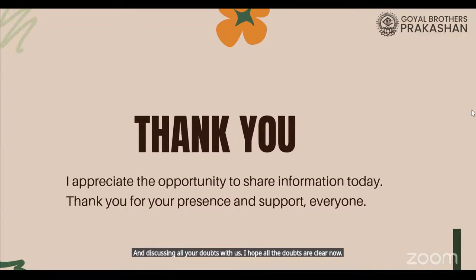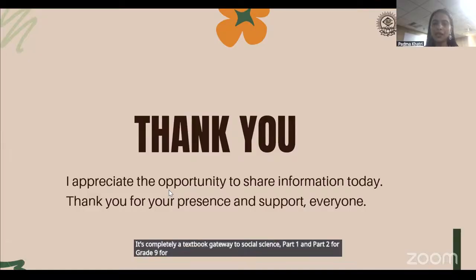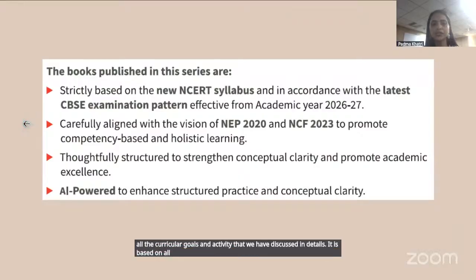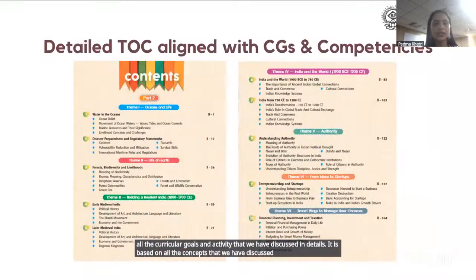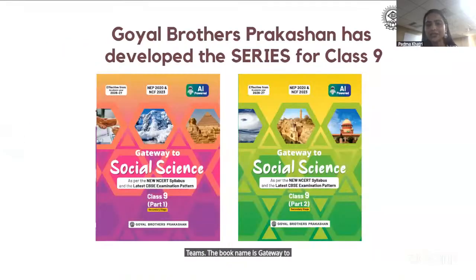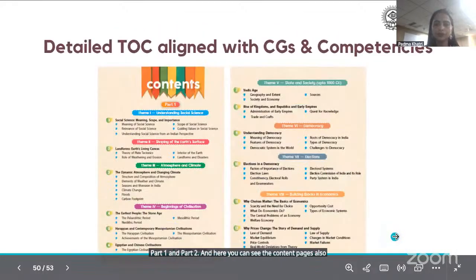It is completely a textbook, Gateway to Social Science, Part 1 and Part 2 for grade 9 for this upcoming academic session 26-27. It is completely based on all the curricular goals and activities that we have discussed in detail. It is based on all the concepts that we have discussed under these themes. The book name is Gateway to Social Science, Part 1 and Part 2. And here you can see the content pages also.